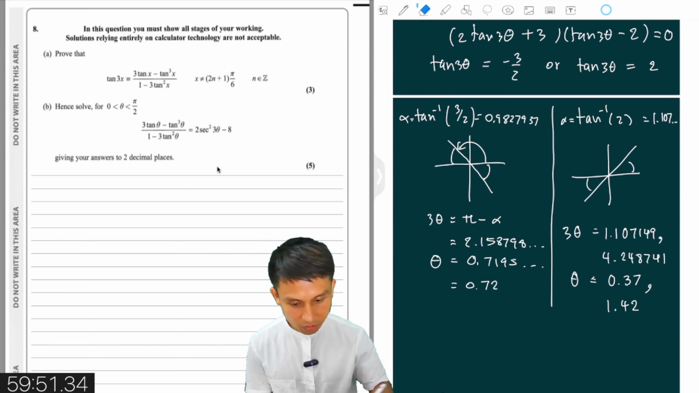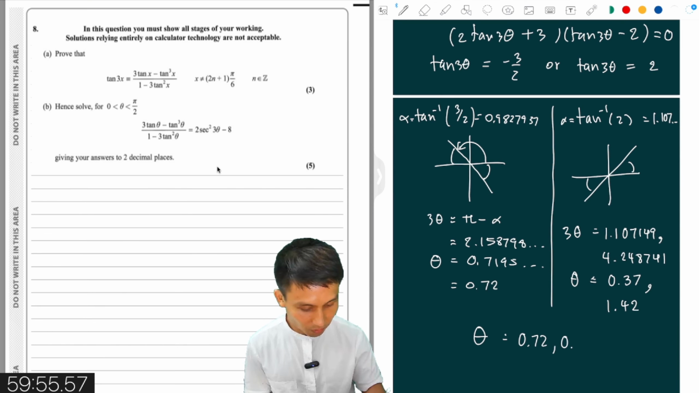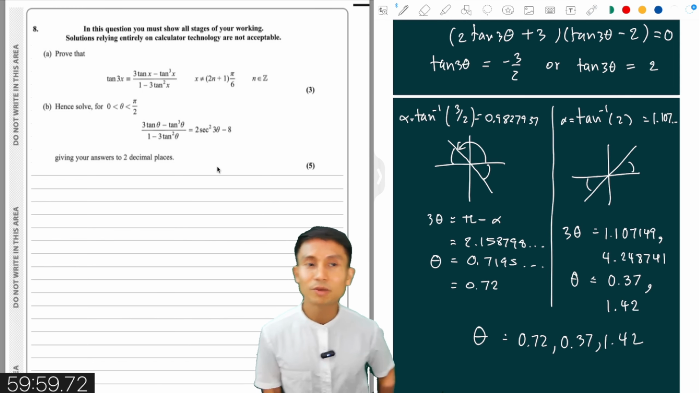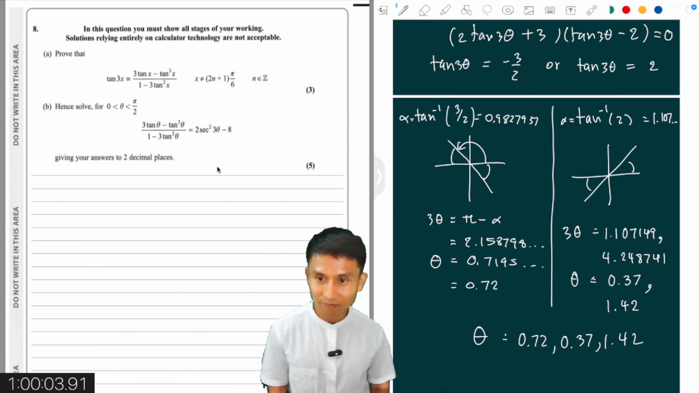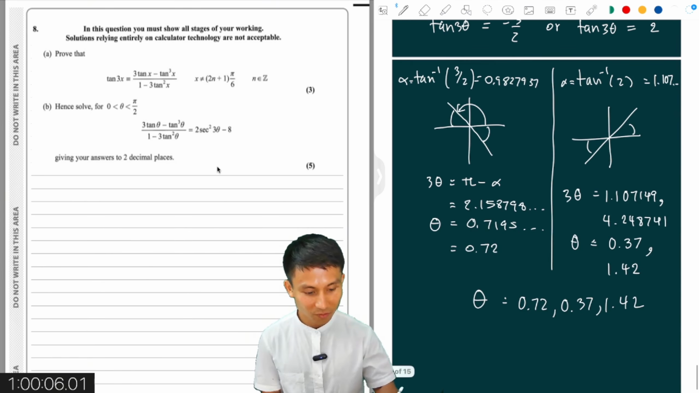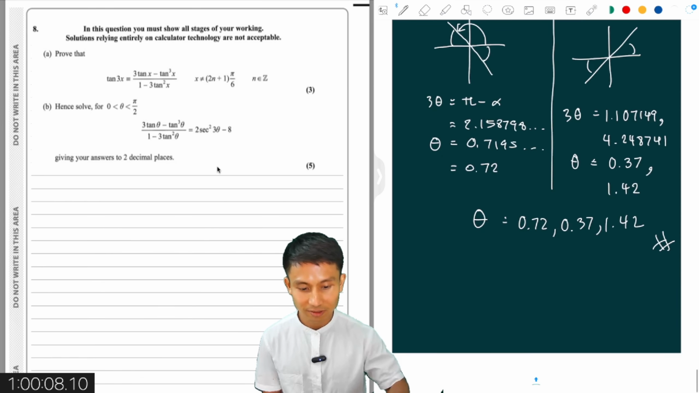I'm just going to conclude down here. So theta equals 0.72, 0.37, 1.42. And none of them are beyond pi over 2. Pi over 2 is about 1.57. Yeah, so I'm fine. All of that would be my answers.